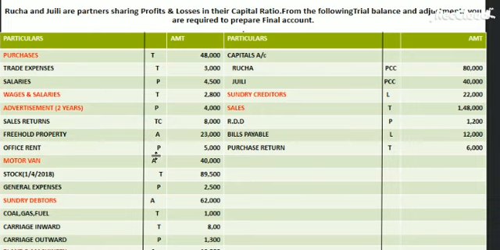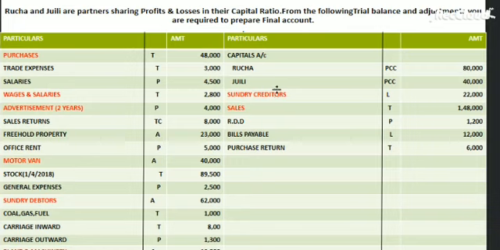Motor van, assets. Stock, it is your opening stock, therefore trading account. General expense, profit and loss account. Sundry debtors, assets. Coal, gas, fuel, trading account. Carriage inward, trading account. Carriage outward, it is indirect expense, therefore it will come in profit and loss account. Plant and machinery, assets. Now come on the credit side.